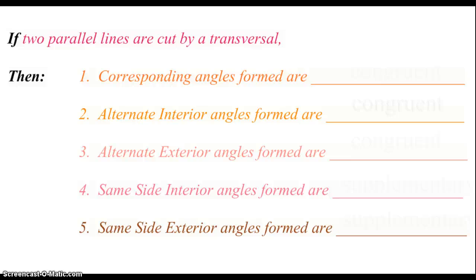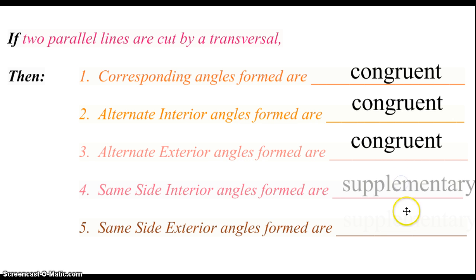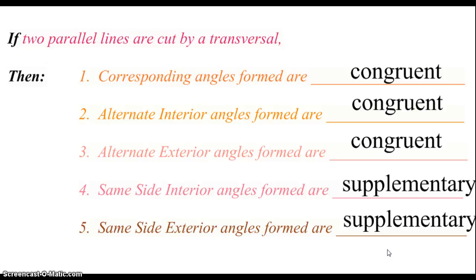Hello everyone. Today we're going to start talking about 3.3, which is being able to prove when lines are parallel. You are already aware that if two parallel lines are cut by a transversal, then corresponding angles are congruent, alternate interior are congruent, alternate exterior are congruent, same side interior are supplementary, and same side exterior are supplementary. You already know that.